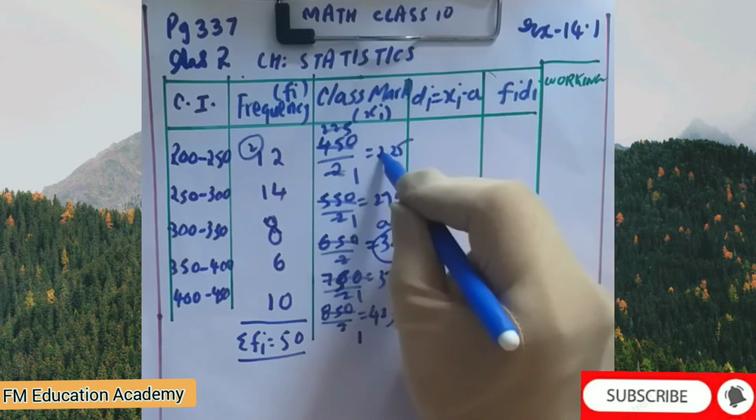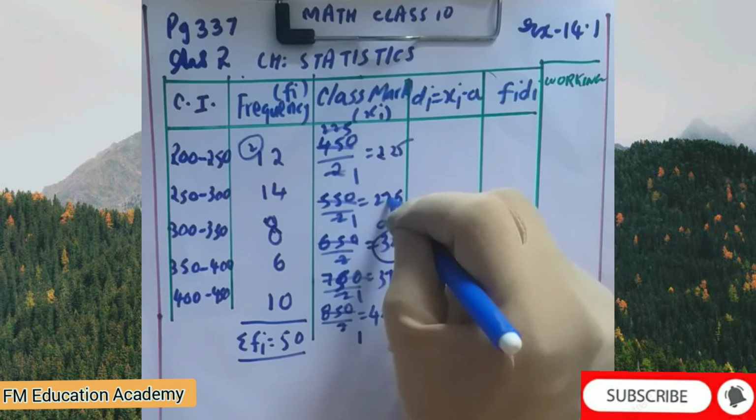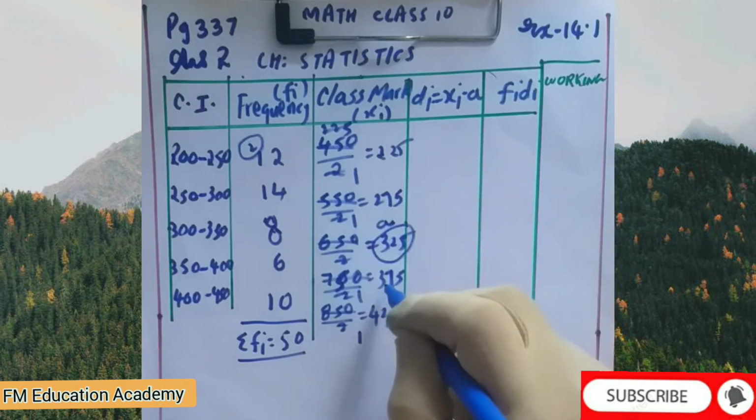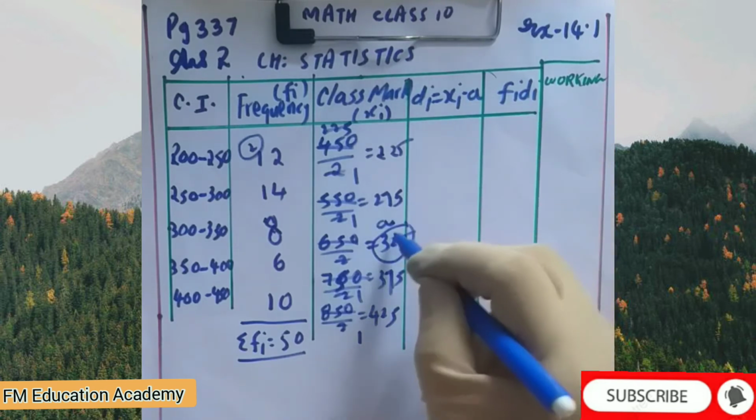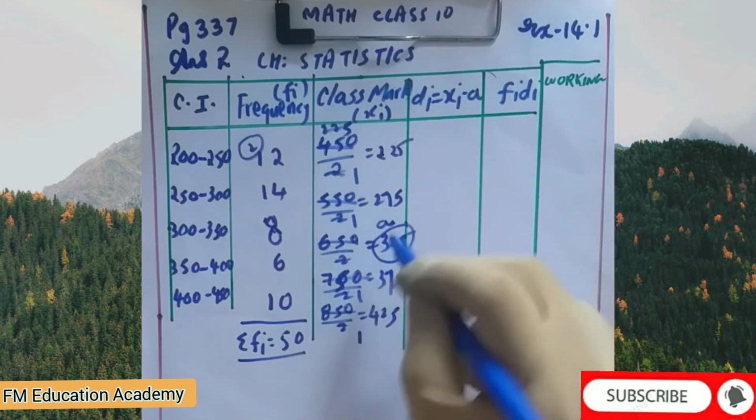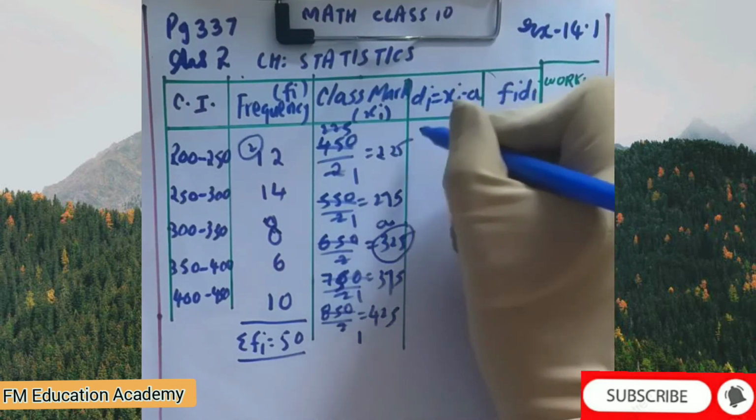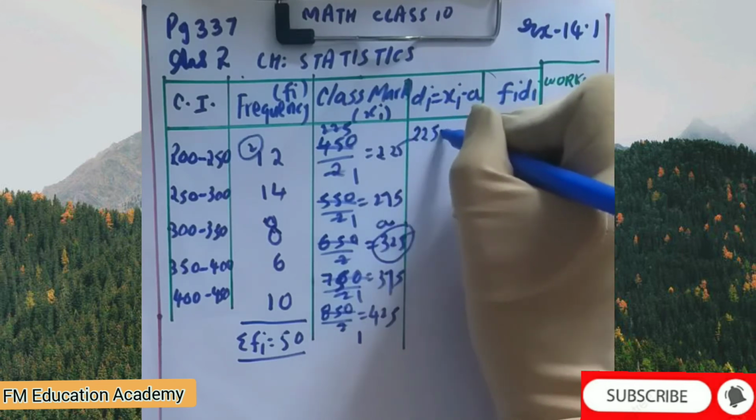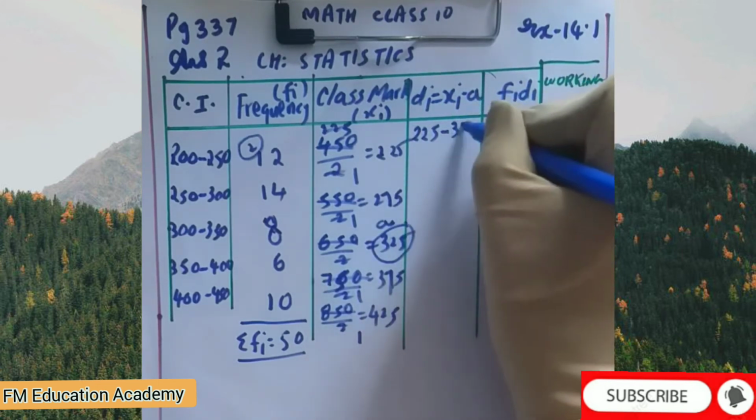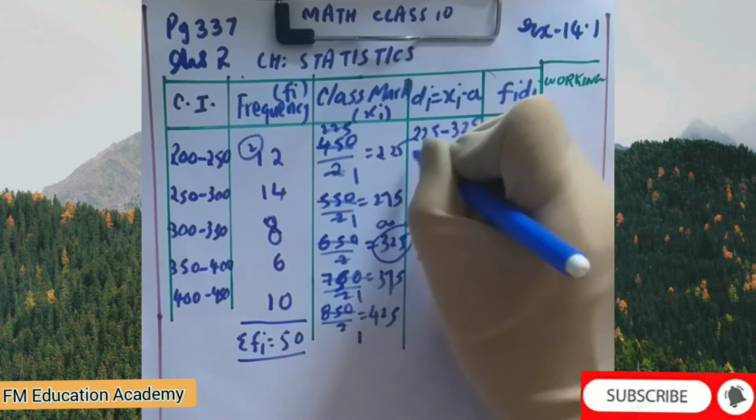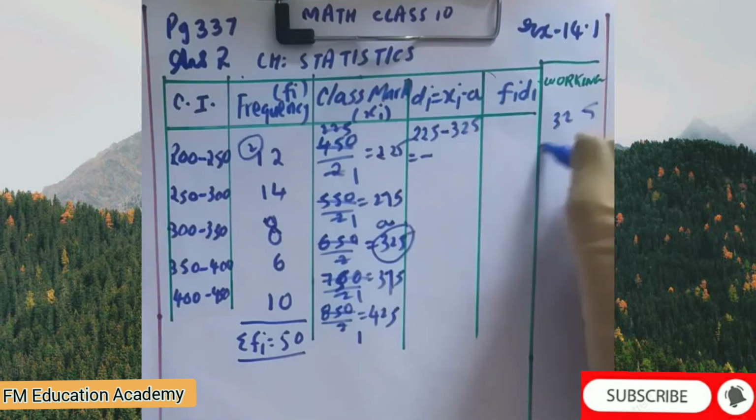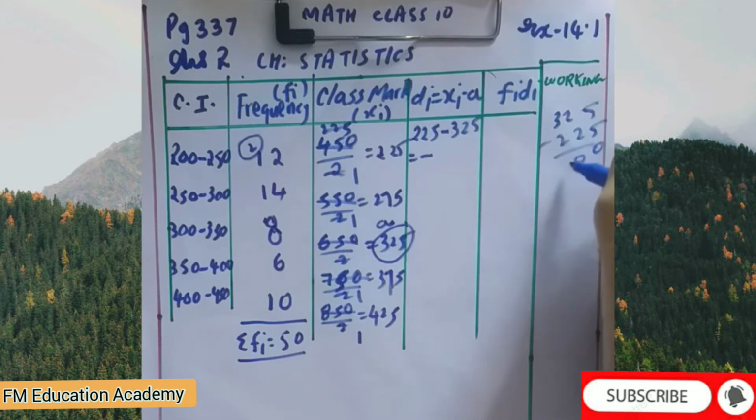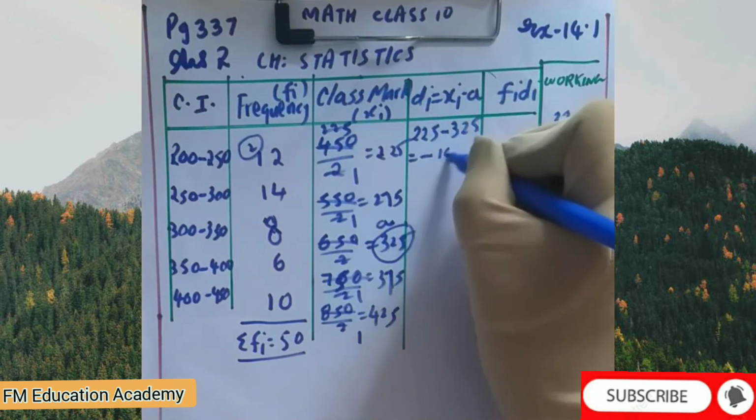Now this is xi for the first row, this is xi for the second row, xi for the third row, xi for the fourth row, and xi for the fifth row. Now I'll subtract a, my middlemost value of assumed mean, from each xi. So xi minus a: xi here is 225, and a is 325. Now 325 is bigger and 225 is smaller, so I'll get minus. 325 minus 225 is 100. So minus 100 I got.